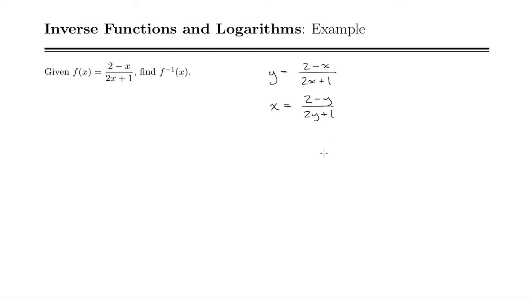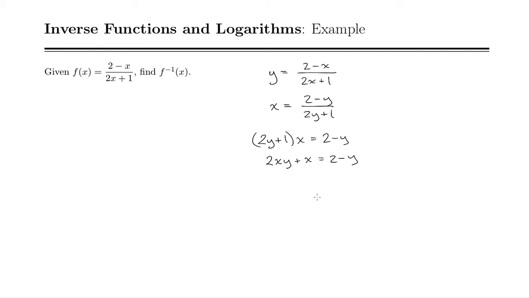But we don't like it in this form. We want y equals some function of x. And so we're going to start by multiplying both sides of this by the 2y plus 1. And then we're going to multiply this x in. So 2xy plus x equals 2 minus y.